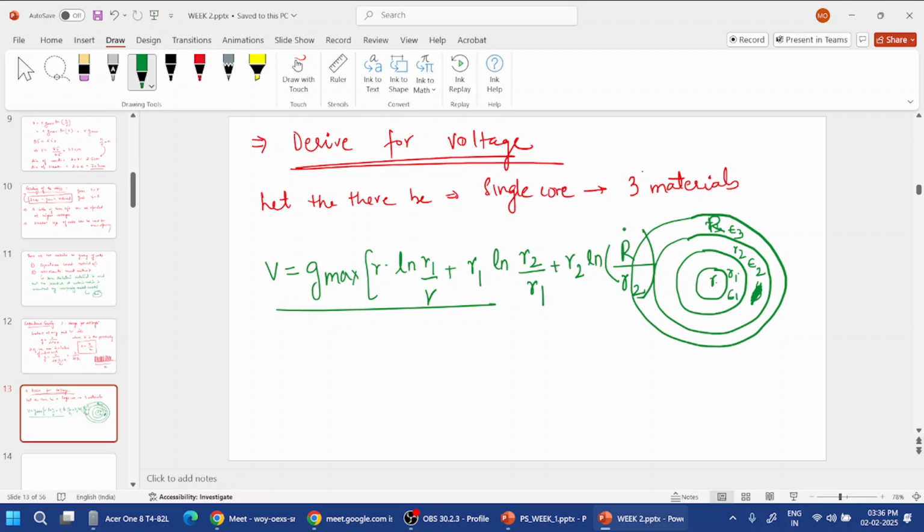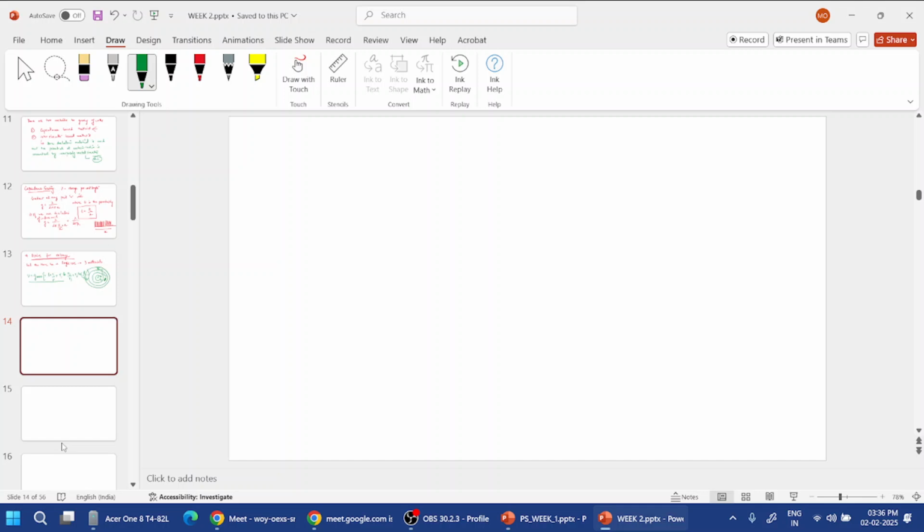Now next is the intersheath grading. I will write down the direct formula. We will solve some questions on this basically, because the derivation is very lengthy and we have limited time. So for the intersheath, let's say there is intersheath grading in a cable.